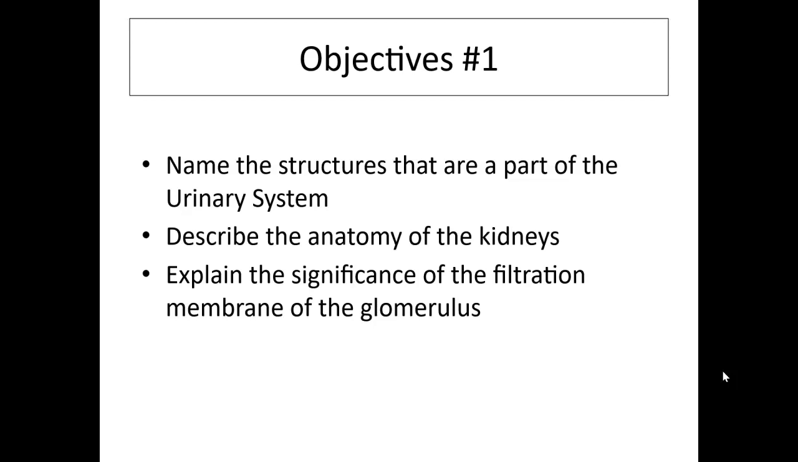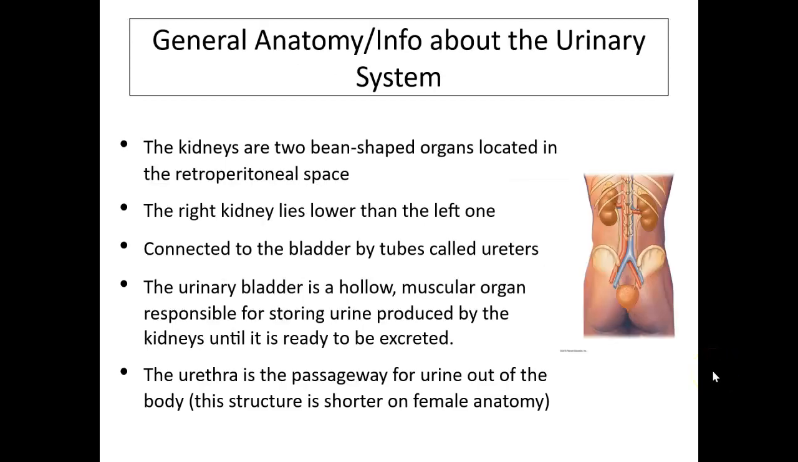In this first video for the urinary system, we'll look at the anatomical structures and examine a very important part of the kidney, the nephron, at a microscopic level. The kidneys are two bean-shaped organs that are located in the space behind the peritoneal membrane. Since the liver takes up quite a bit of real estate in the right upper abdominal quadrant, the right kidney sits slightly lower than the left.